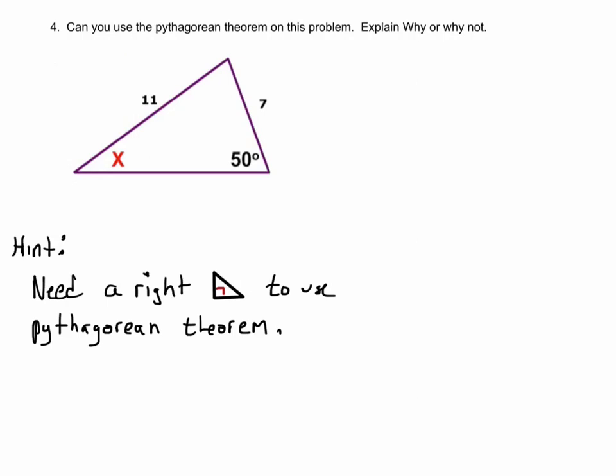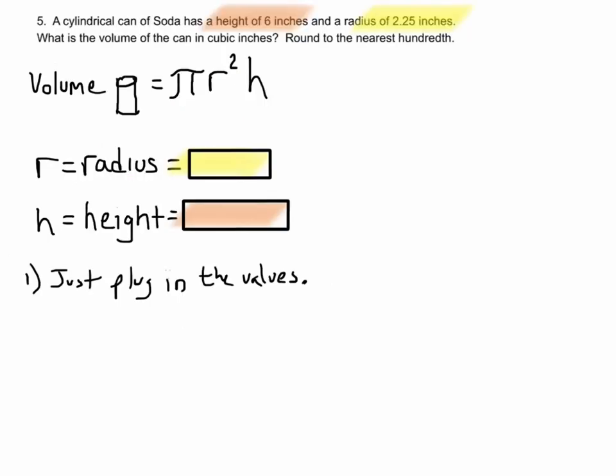Okay. My hint for number 4. Explain why or why not. You need a right triangle to use Pythagorean theorem. Also, tip, there's no such thing as a left triangle. So if people are telling you that, just tell them no. But you need a right triangle to use Pythagorean theorem. Do we know if that's a right triangle, yes or no?